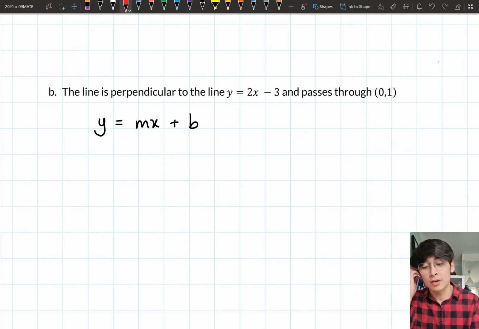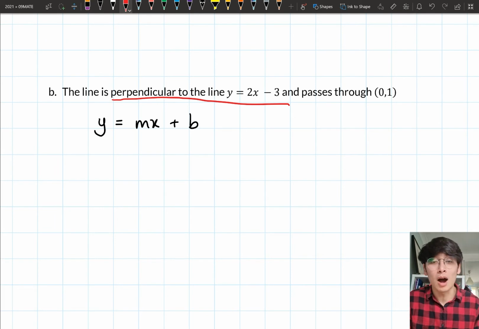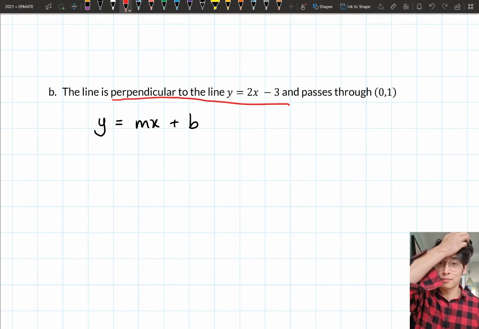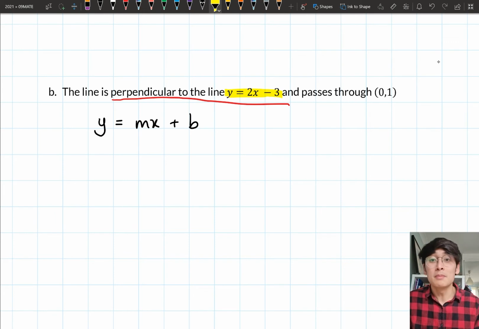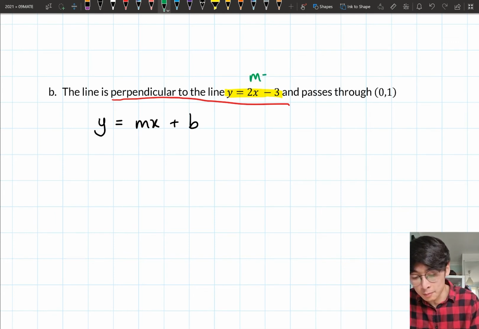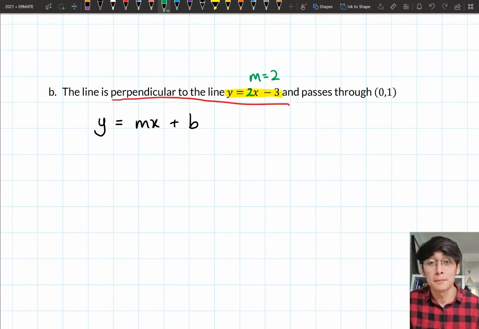Okay, what do we know about the gradient? This time, the line is perpendicular to the line y is equal to 2x minus 3. What this means is the gradient of the line that we have here needs to multiply with the gradient of the line up here to give -1. Now, what's the gradient of this line over here? This line has a gradient of m is equal to 2. That's just a number here.